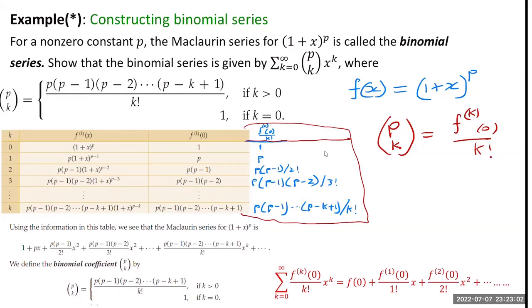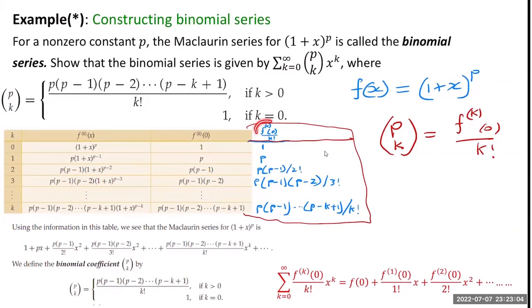I'm calculating f^(k)(0) divided by k factorial. That's what I want, right? That is the coefficient of x to the power k. I need the general formula for this one. Now, to calculate that, I have to divide. I already have f^(k)(0), so I have to just divide it by k factorial.